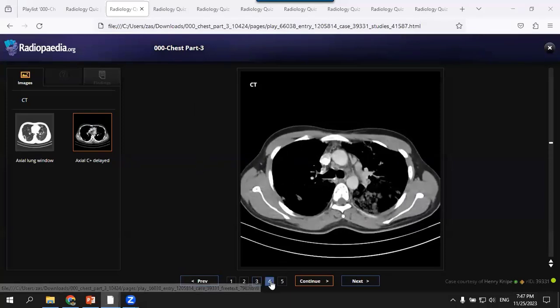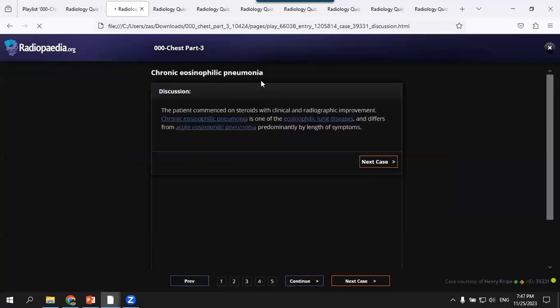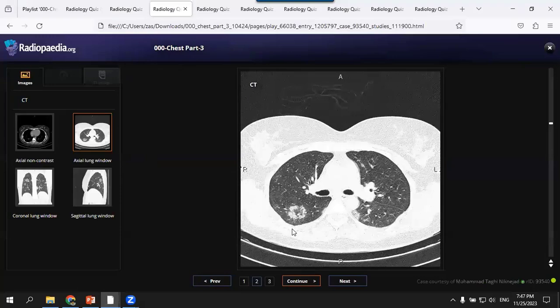Good, yeah, boss. I think this is a case of eosinophilic pneumonia. Okay. And this is diagnosed by laboratory test, but the same differential diagnosis is applied. Okay. This is another case because I want to hurry up.